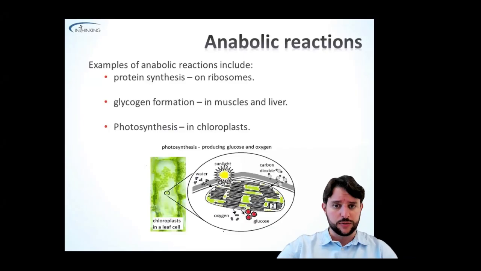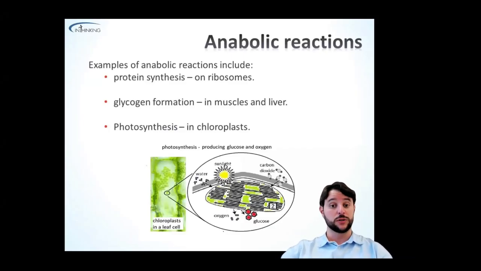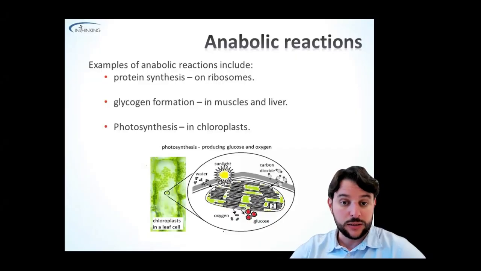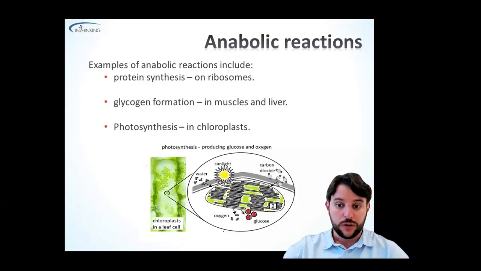And if we check some examples, for example, anabolic reactions: protein synthesis, if you're growing, if you're becoming stronger, you're synthesizing a lot of proteins in your ribosomes. So this is anabolic. Glycogen formation, if you're storing, if you're accumulating in the muscles or in the liver, this is also anabolic. Or photosynthesis, the most important process of life on Earth, or how plants make organic compounds using the sunlight as a source of energy.